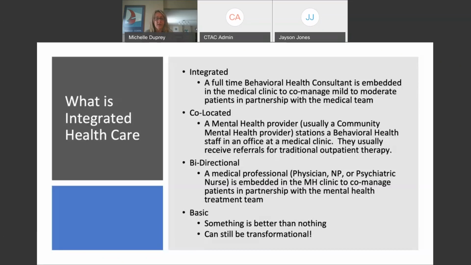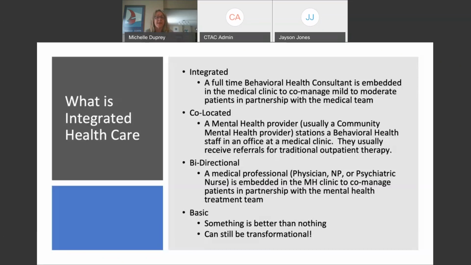Co-located, this is what in general that means. That means a mental health provider. So usually it's a community mental health provider or a group, a mental health therapist that's with a group perhaps, but primarily it's community mental health. They station a behavioral health staff in the office of that medical clinic. So they're not integrated. They're in the same space. They're in the same building.